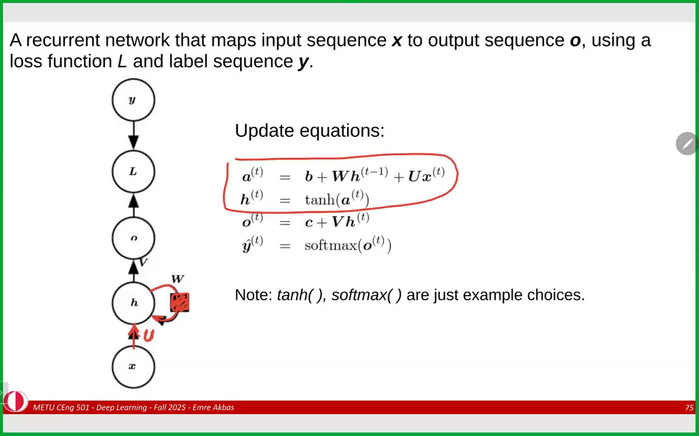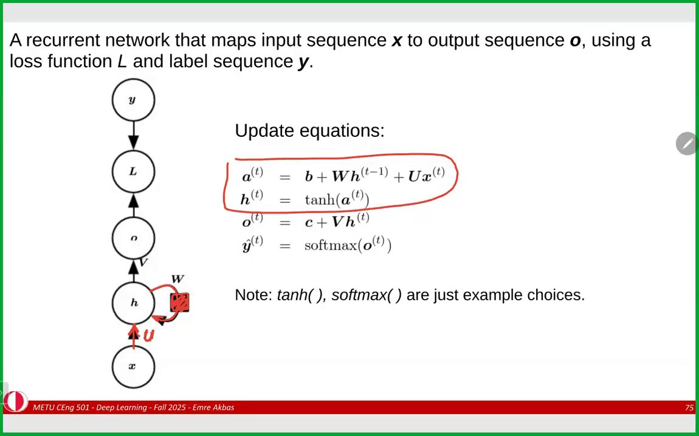So W times HT minus 1 plus U times XT. So this is the input at time T. This is the hidden state at time T, I mean, coming from the previous time, plus a bias term. And this is called AT. If you pass AT through a nonlinearity, tanh, for example, sigmoid or ReLU, you get the hidden state value. And this is how you update H using two parameters, U and W.